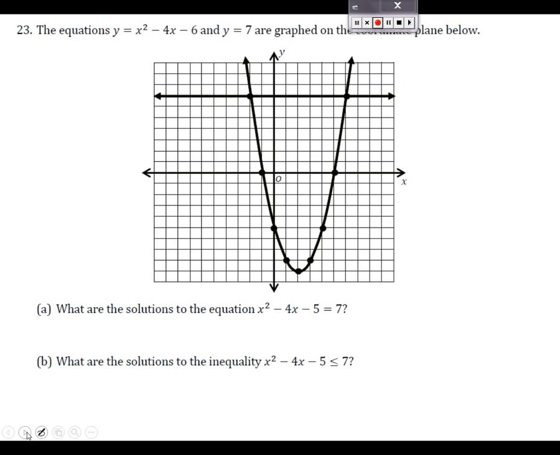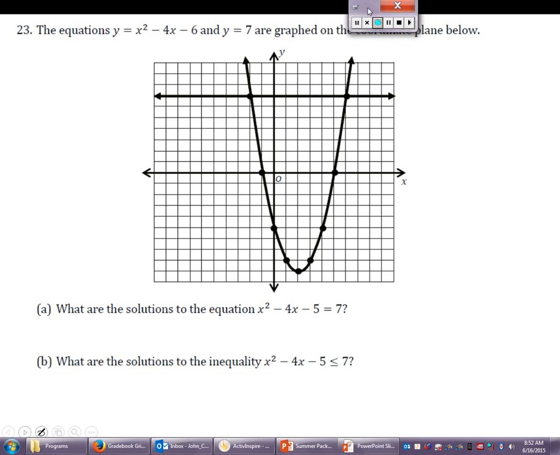Okay, so now we're looking at where a quadratic intersects a horizontal line. We have the equations y equals x squared minus 4x minus 6, and we have y equals 7. It's very important that you understand the difference between these two questions. This is strictly equal to, whereas this is less than or equal to. So, take a look at this, equal to. What you want to know is, this is another way of saying, where do these two equations or graphs intersect?